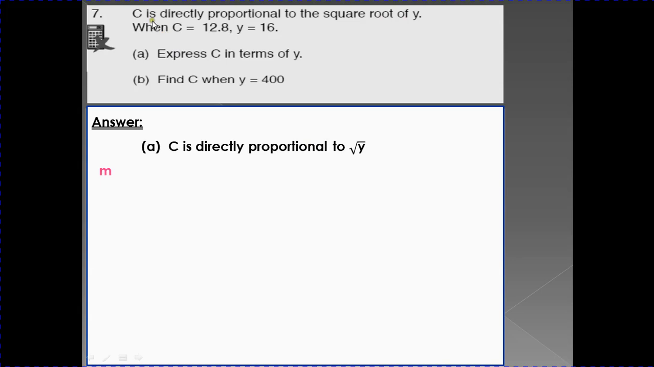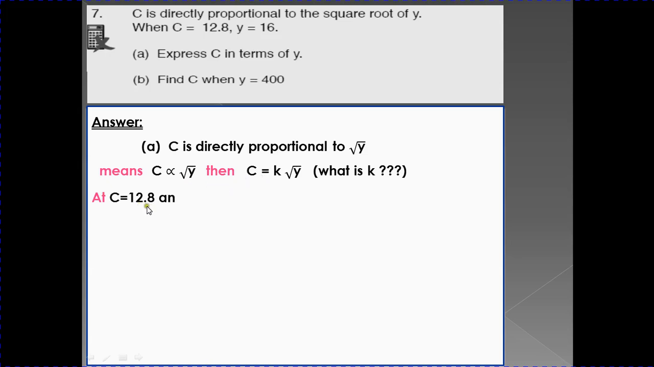Then you can write it like C varies as the square root of y. Then C equals k multiplied by the square root of y. K is a constant, or k can be any number. We will get its value.